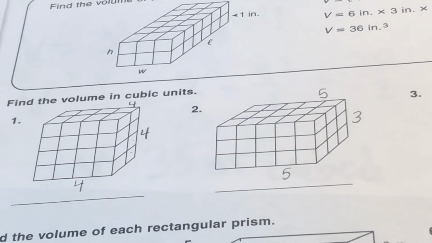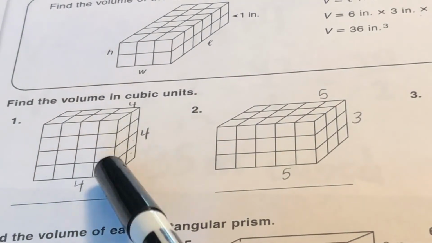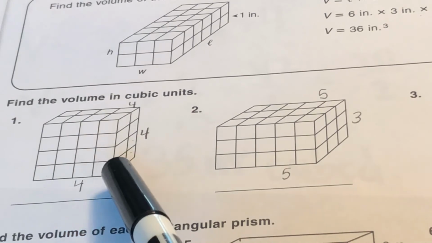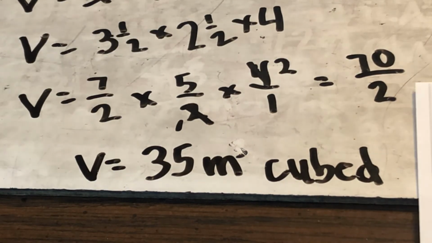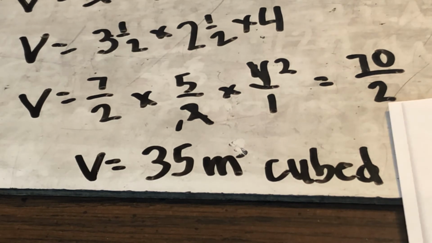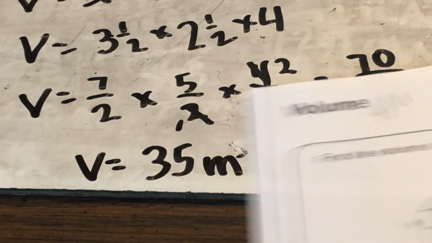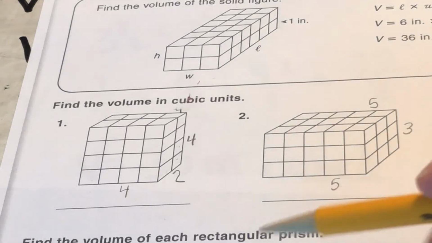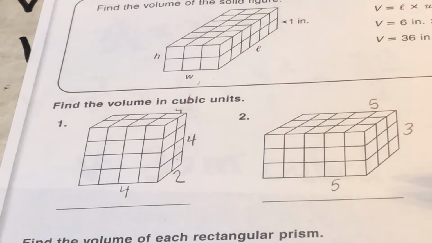Let's take a look at your homework today. 1, 2, and 3, they didn't put numbers on there, they just gave you pictures, but I went ahead and wrote the numbers out for you. 1, 2, 3, 4, there's a 4. 1, 2, 3, 4, and then there's 2 right there, so that'll be a 2 right there. So you have a 4 for the length, 2 for the width, 4 for the height.